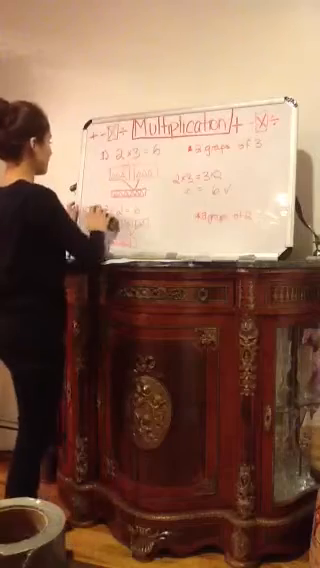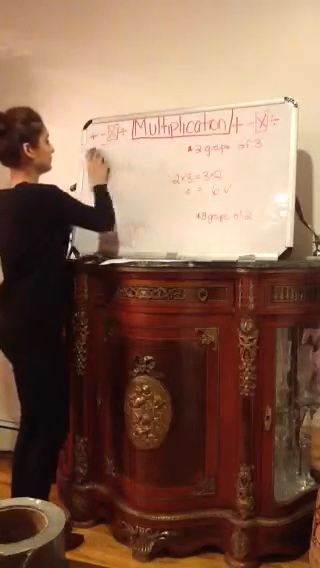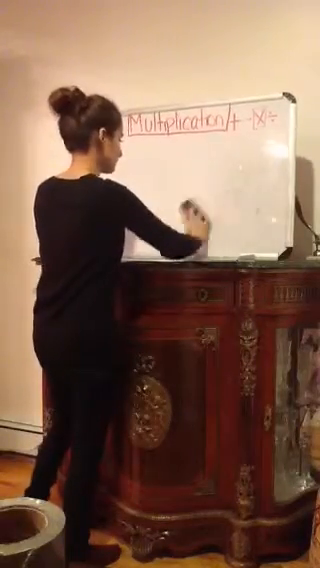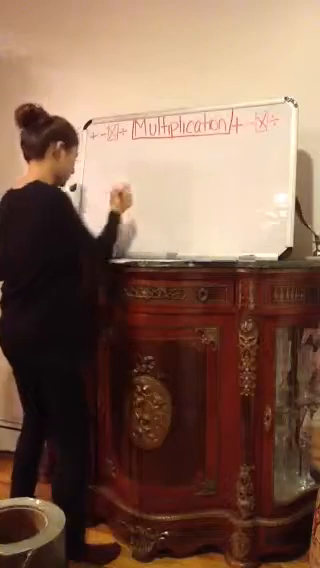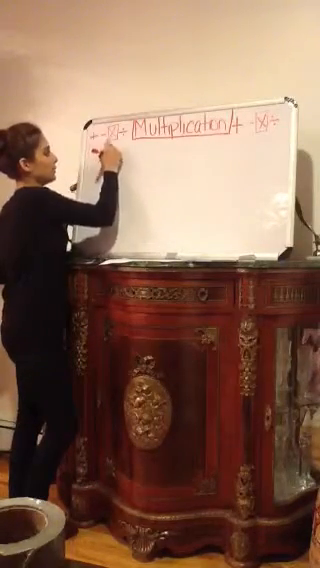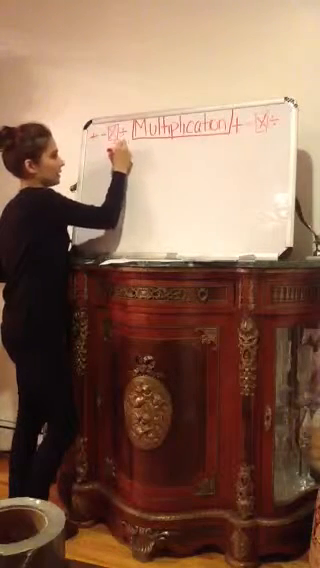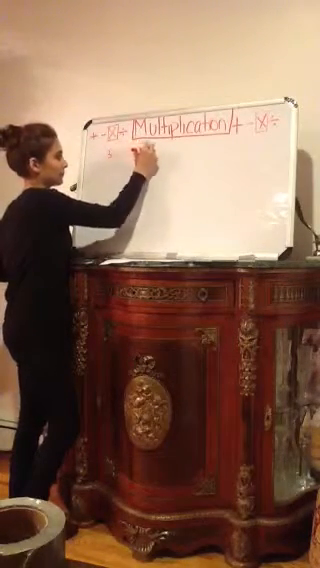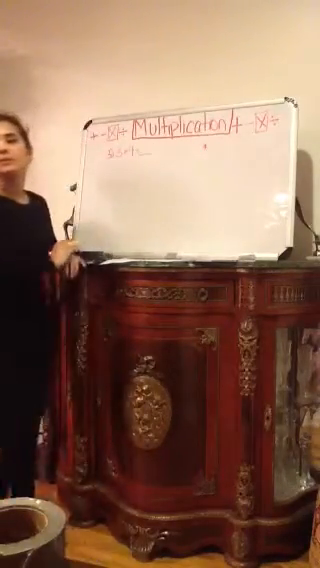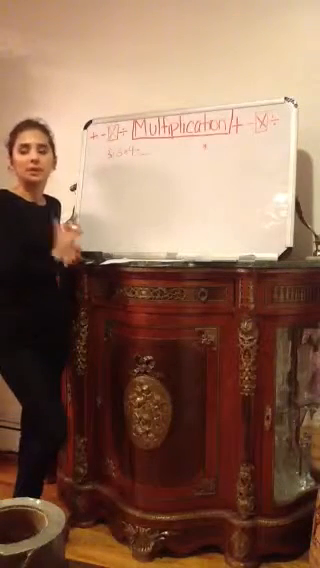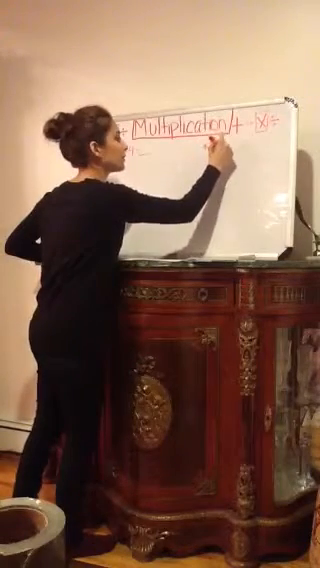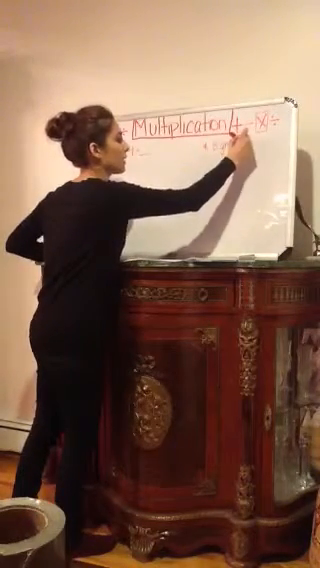Now let's try another problem. So for this one, this will be number 3. We will do 3 times 4. So who can tell me what our first step is in this problem? What's the first step that we have to do, yes? Make 3 groups of 4. Good job. Make 3 groups of 4.